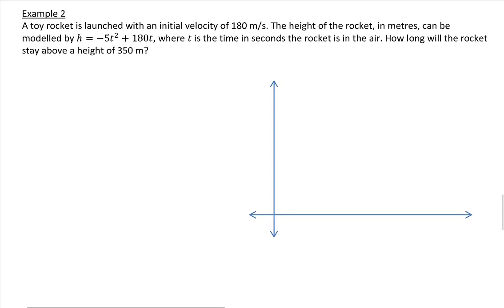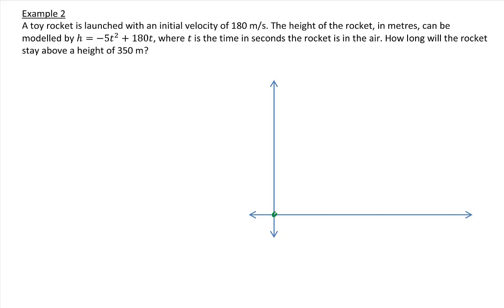Let's now change and look at a word problem. So a toy rocket is launched with an initial velocity of 180 meters per second. The height of the rocket in meters can be modeled by h equals negative 5t squared plus 180t, where t is the time in seconds. How long will the rocket stay above 350 meters?